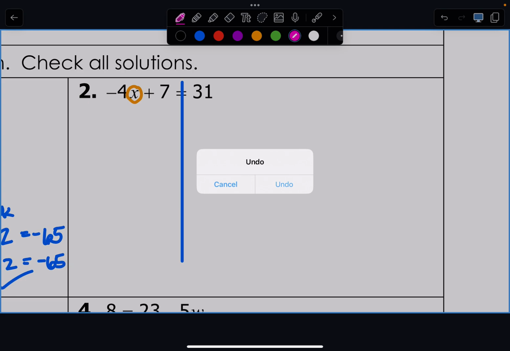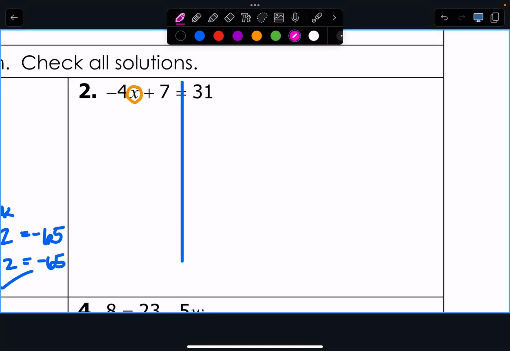It's 7. I heard a lot of people turn to their neighbor and say 7. Andrew, why are we going to move 7 first? We're going to do 7 first because it's not closest to the middle. This 4 is closest to the variable, not 7. Now, how is 7 tied to our variable? Addition. So we need to undo our addition.